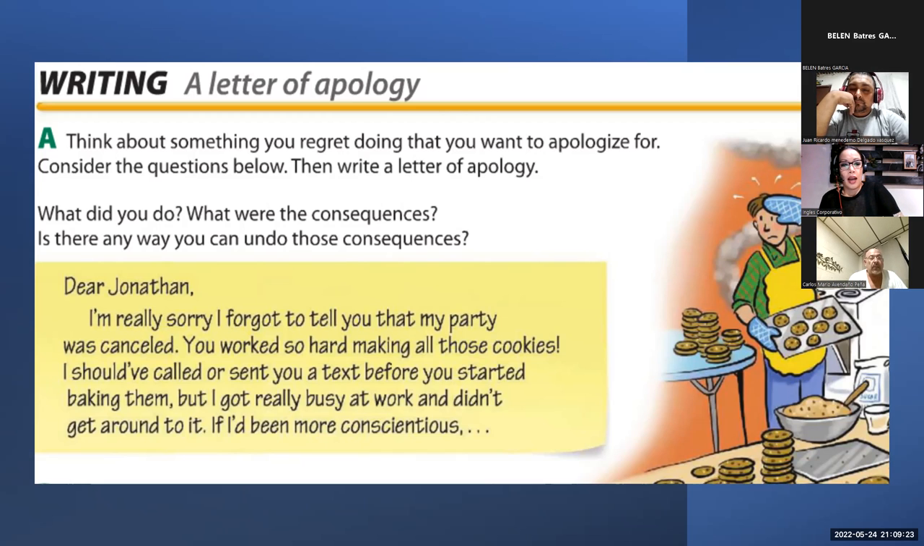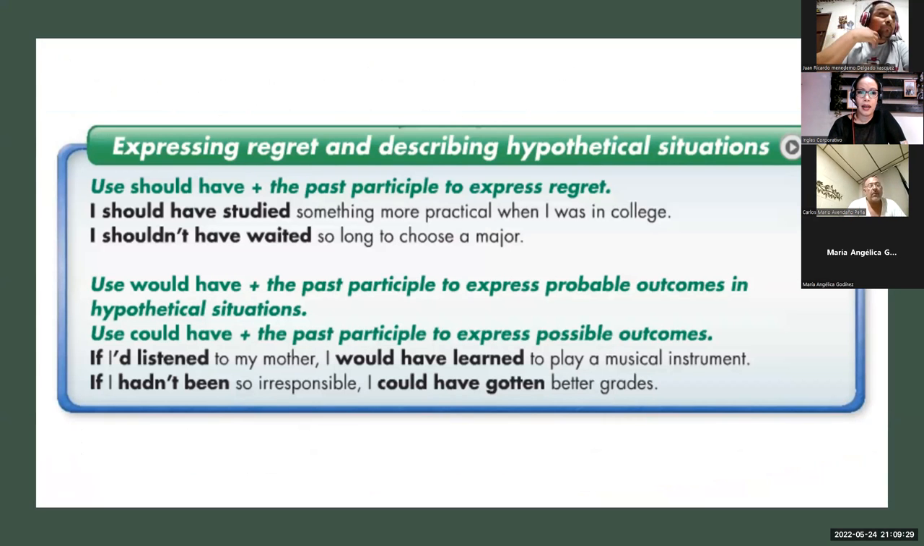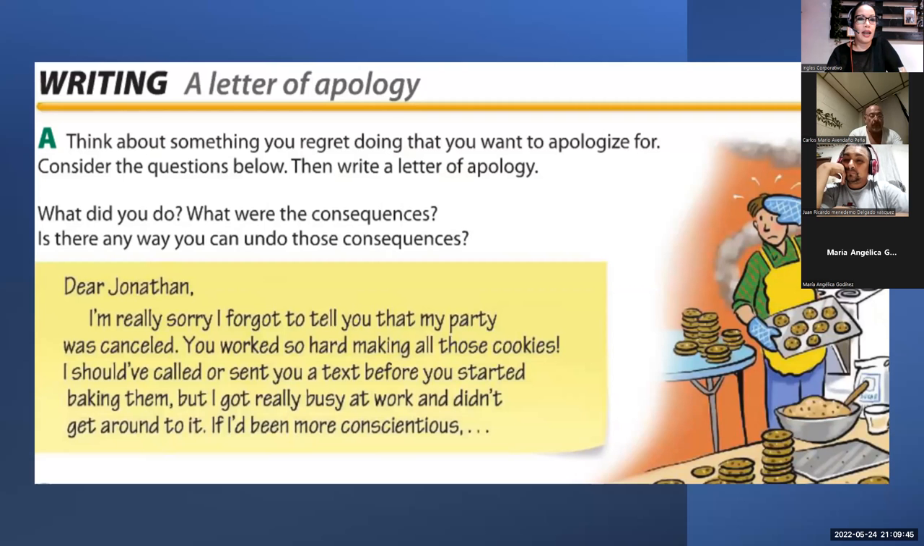So we're going to use the structures that we've been practicing, how to express regrets and also outcomes. Si se fijan, está utilizando ambas estructuras, expresando lo que lamenta y el posible desenlace o el outcome, right? So, expressing the regret: I should have called or sent you a text before you started. If I'd been more conscientious, and this may continue.